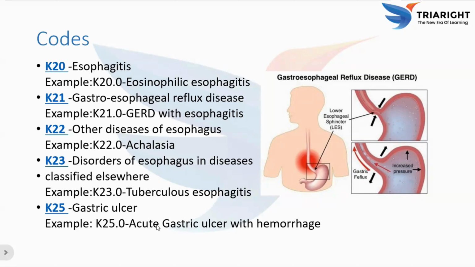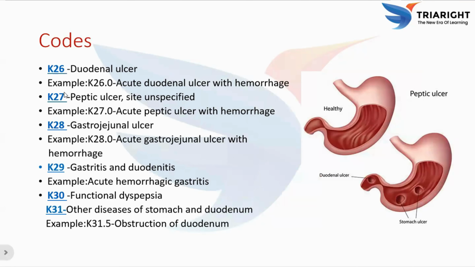So what did you understand by acute and chronic gastric ulcer? Acute usually involves only the superficial, meaning only the upper layers of the stomach or the intestinal lining, whereas chronic gastric ulcer involves the deeper layers of the stomach or the duodenal wall. And next, coming to the code K26. K26 denotes duodenal ulcer. So ulcers forming in the duodenum are called duodenal ulcers.